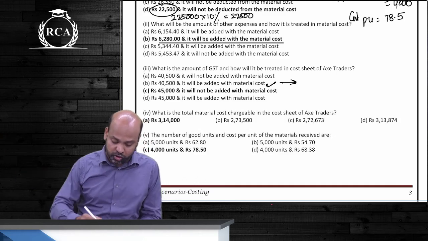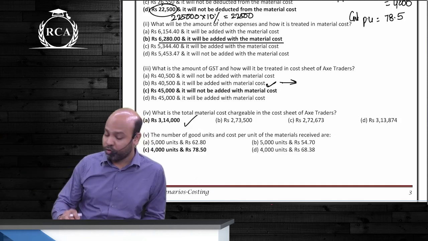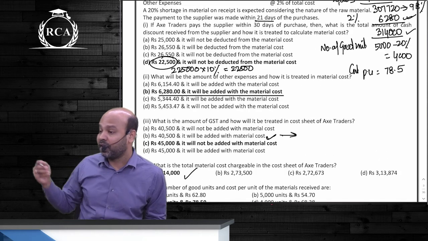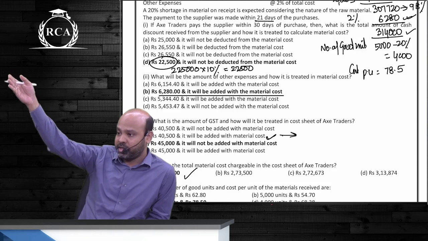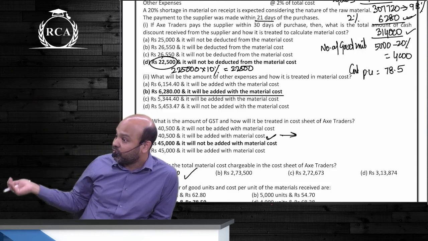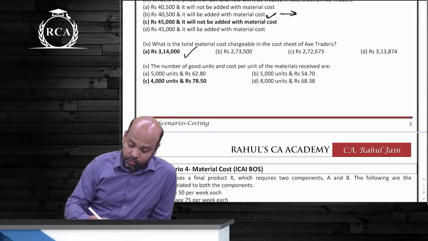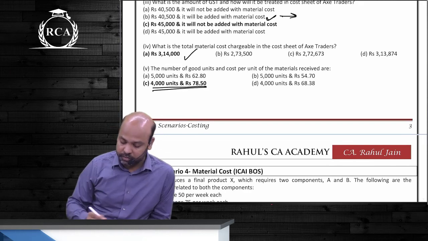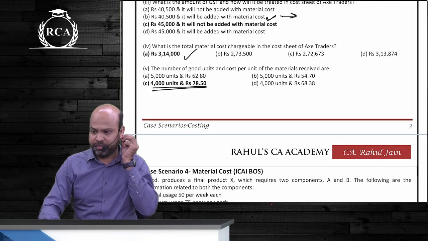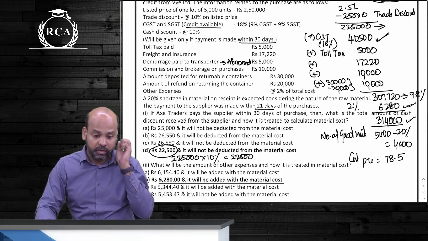What is the total cost of material, beta? 3,14,000. Now if 3,14,000 is correct, it means GST must remain 40,500. Otherwise this will not be correct, guys. What is the number of good units, guys? Cost per unit 78.5. Are we clear, guys? Did you understand this, beta?